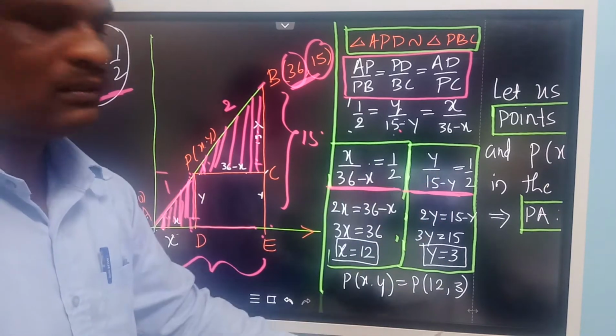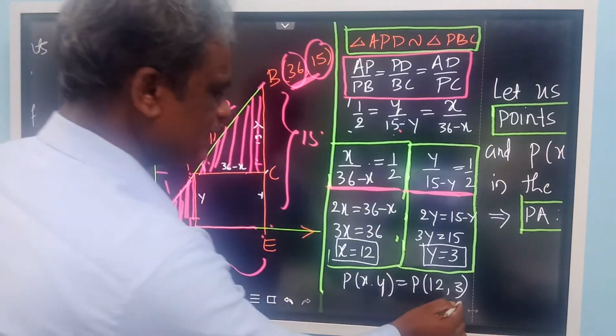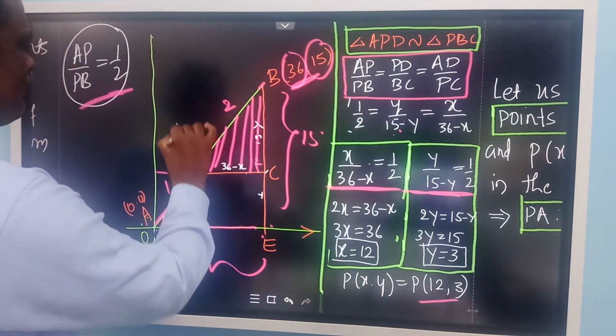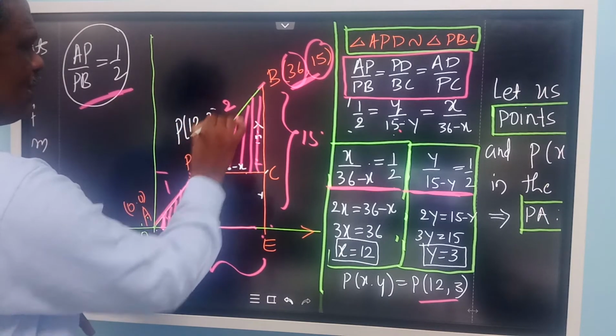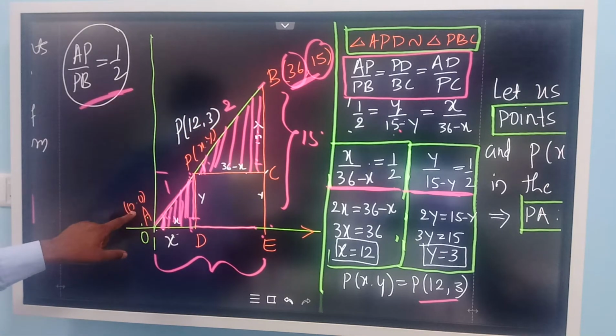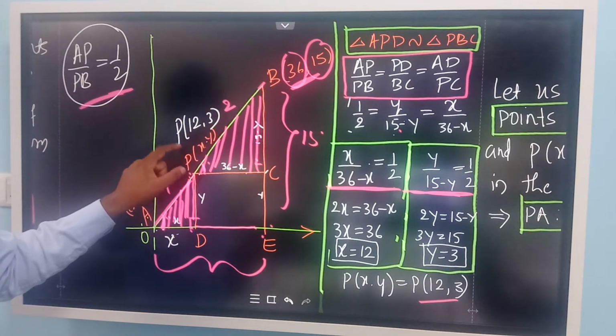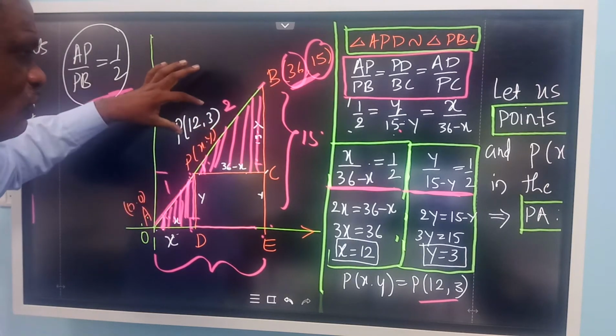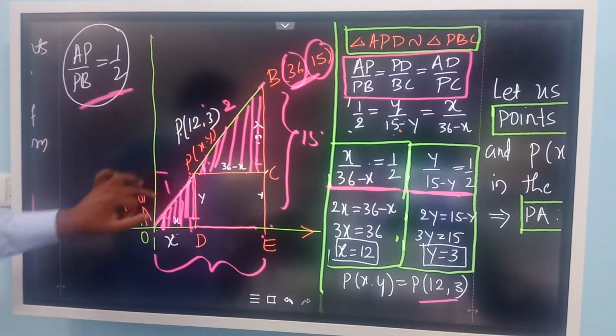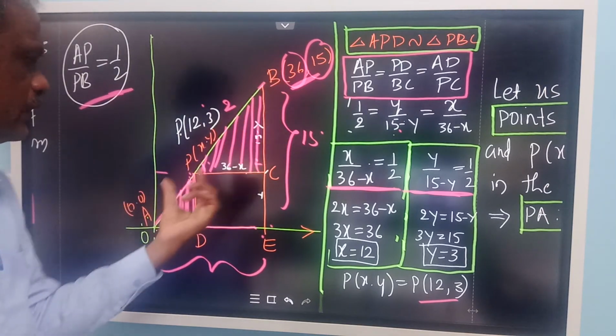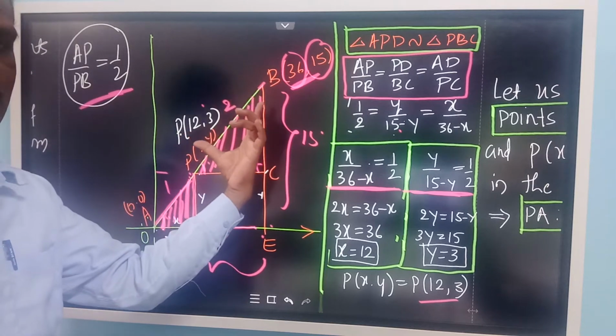Cross multiply, y value as 3. The point is 12, 3. This point P of x, y is nothing but 12, 3. So this is 0, 0, 36, 15, and you are getting this 12, 3. This 12, 3 will divide this total length in the ratio of 1:2. This is one part, this is two parts, 1:2.